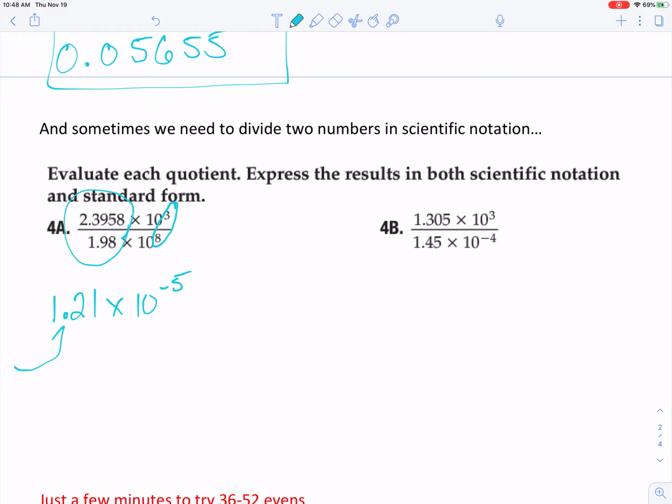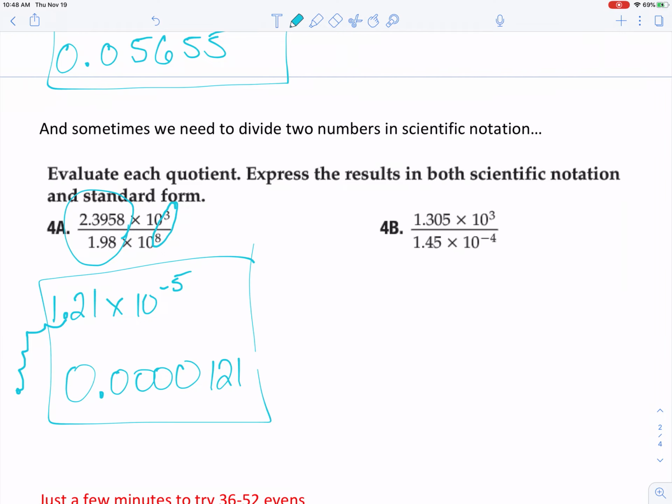Since there's only one non-zero left of the decimal point, it's already in scientific notation. So now I just need to write it in standard form. 1, 2, 3, 4, 5. I'm out of room. Okay, so 0.1234 zeros. And that's my answer.